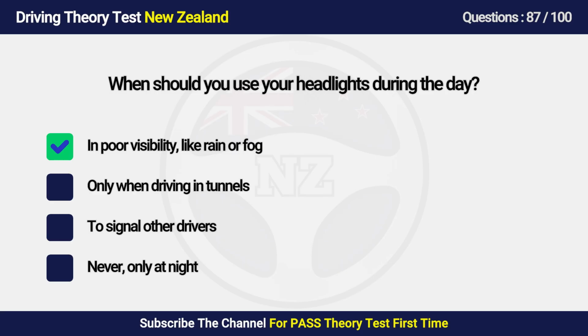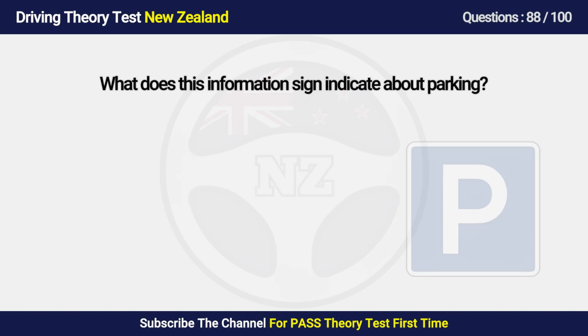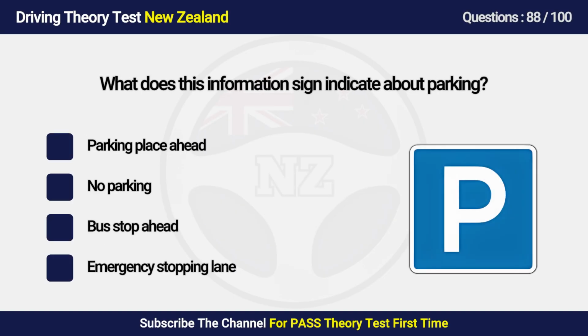Answer is A. In poor visibility like rain or fog. Should be used during the day when visibility is reduced due to weather conditions, rain, fog, mist, or when driving through tunnels, to make your vehicle more visible. Question 88. What does this information sign indicate about parking?